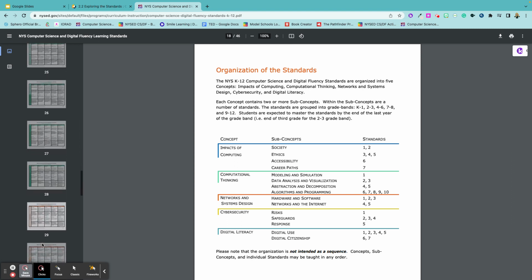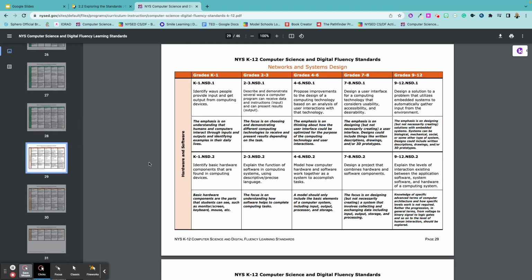So let's scroll down now to page 29 of that New York State Computer Science and Digital Fluency Standards PDF, where we're taking a look at the standards. Again, we're only going to focus on grades 7 and 8, but you may want to look below and above to see where the students are coming up from and where they need to go.